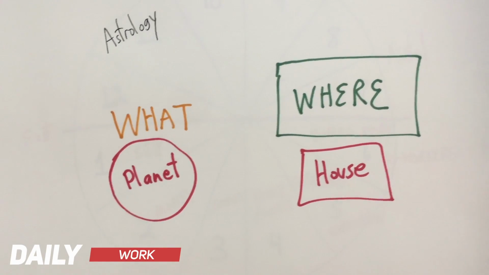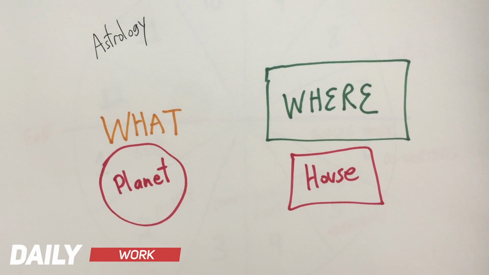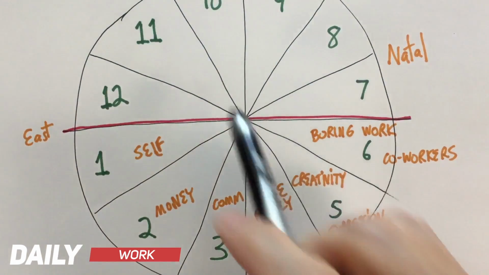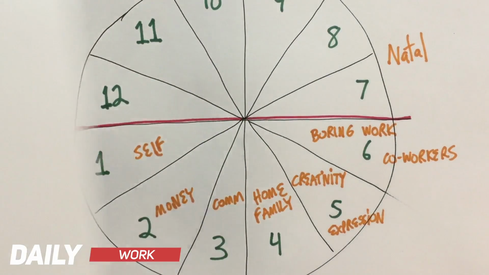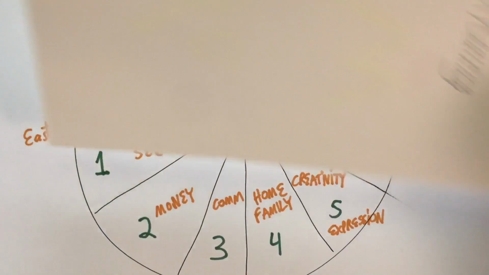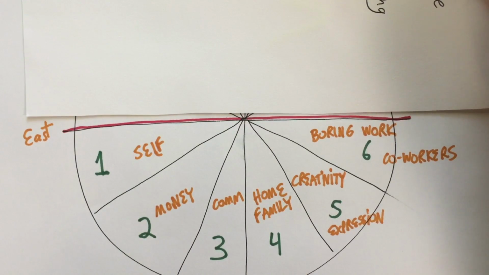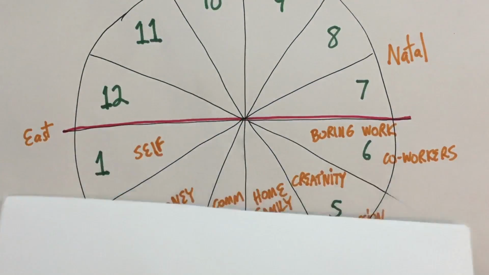Now, I know you're thinking, what about my career, right? I want a career in medicine. I want a career in IT. Well, that's going to be over here in the 10th house. And again, we're still on sort of the private side. We haven't exploded out into the public yet.